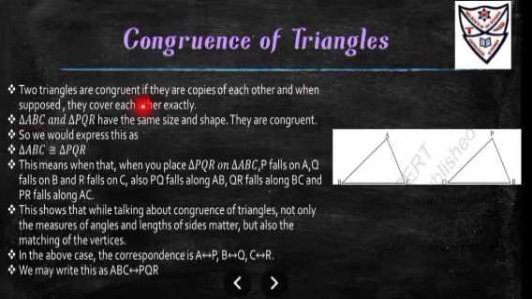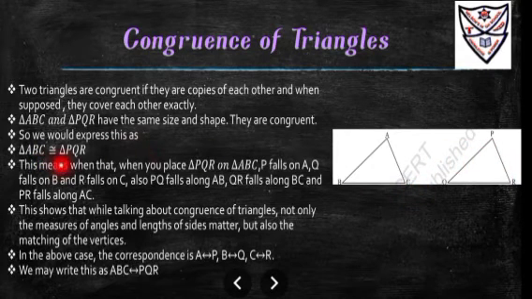Two triangles are congruent if they are copies of each other and, suppose, they cover each other exactly. So these two triangles are copies of each other. One is triangle ABC and one is triangle PQR. So these lengths are the same because these two are congruent. They can cover each other exactly. For example, see, triangles ABC and PQR have the same size and shape. So they are congruent. So how could we say triangle ABC is congruent to triangle PQR?